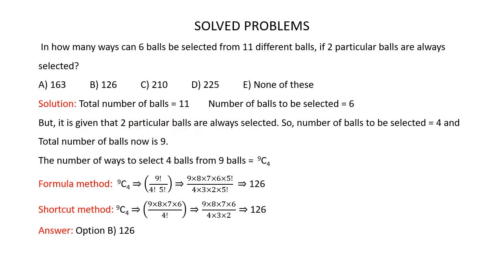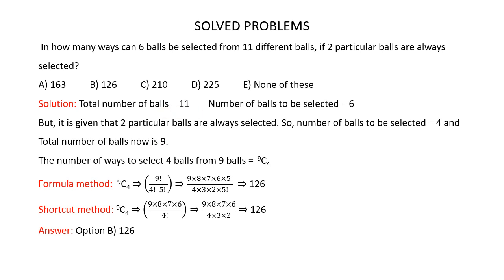Now, out of these 6 balls, if 2 particular balls are always selected, then the number of balls that remain to be selected would be 4. And these 4 balls have to be selected from a total number of 9 balls. Now, this is because although the total number of balls is 11, because 2 particular balls are always selected, you can leave out those 2 particular balls. So 11 minus 2 is 9. So the remaining 4 balls have to be selected from those 9 balls.